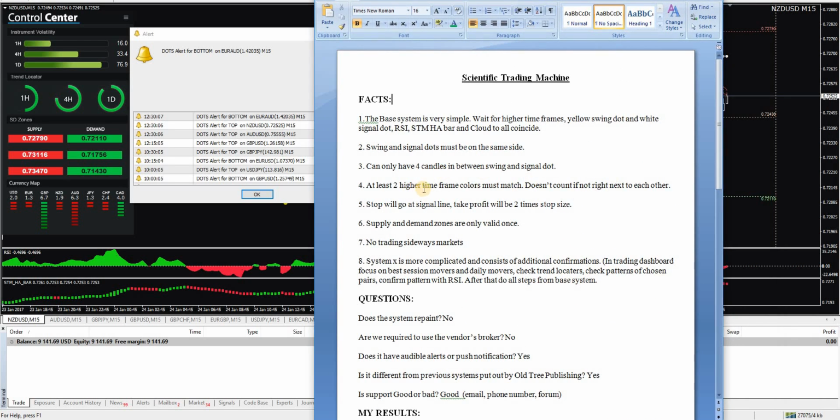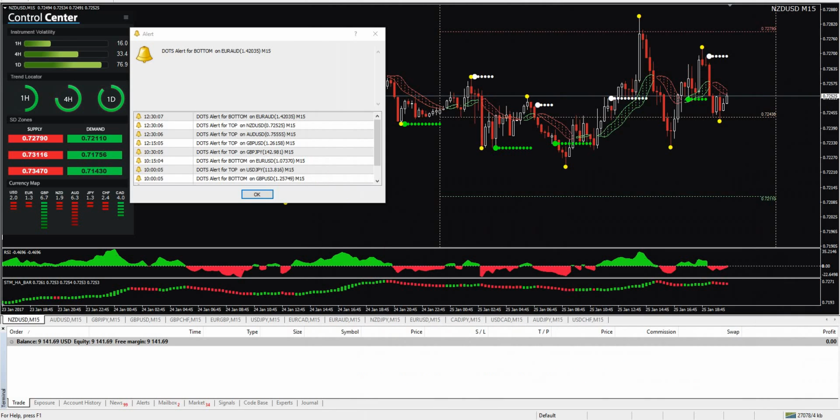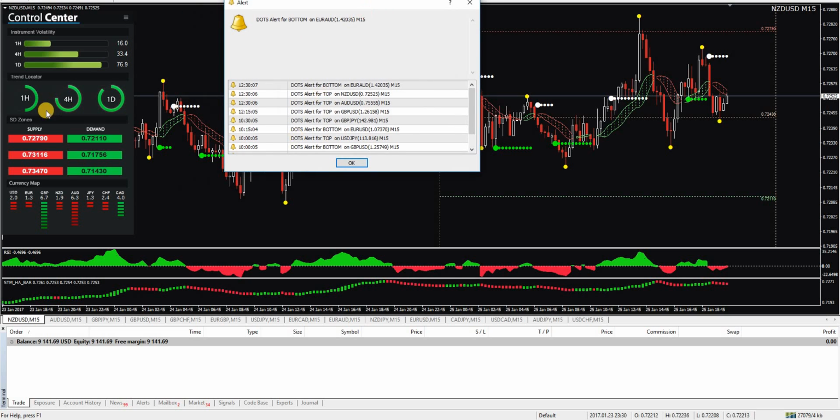All right, at least 2 higher time frame colors must match. Doesn't count if not right next to each other. What that basically means is over here, if we have 2 higher time frames that are the same color and they're right next to each other, that's good. In this case, if we have the 1H and the 1D that are the same color, but the 4H is red, we would skip that. The same thing if the opposite happened. If we had the 1H and the 1D red and the 4H was green, we skip it. We want them to be right next to each other, either the 1H and the 4H or the 4H and the 1-day.